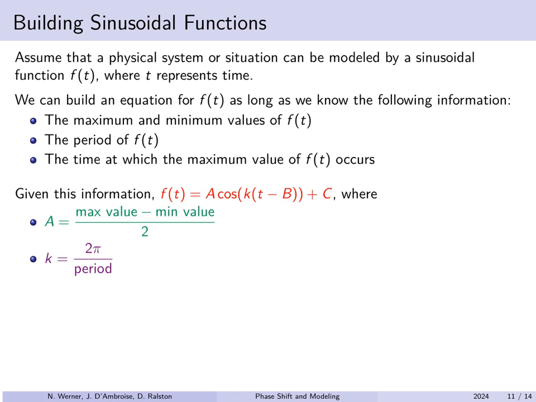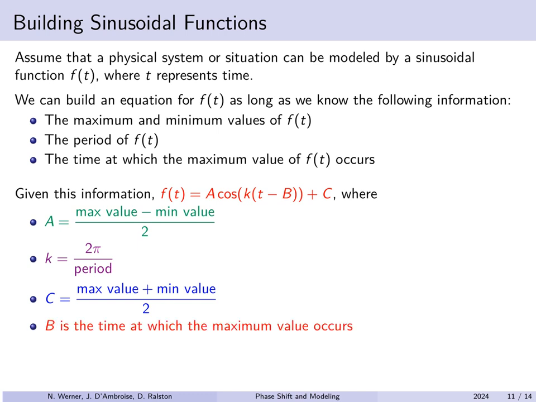K is 2 pi over the period. Remember, the period is computed as 2 pi over K. This also tells us that K is 2 pi over the period. C, the midline, is the average of the max and min values. And B is the phase shift. Since we're using a positive cosine curve, the phase shift will be when the maximum occurs.